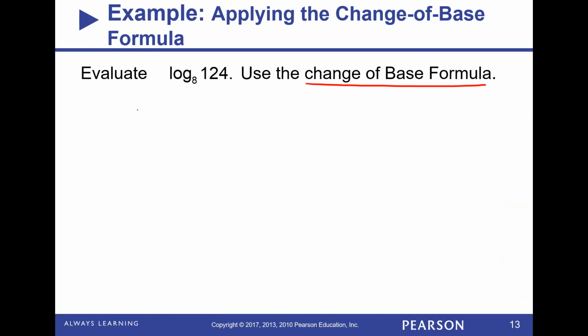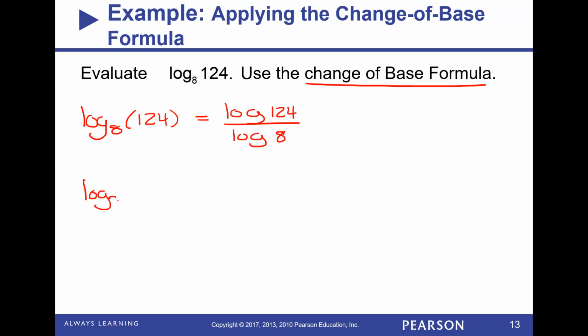So again, right here is where I go, okay, well, I can choose either 10 or E, take your pick. If I choose 10, that's going to be the log over log. And again, it's log of the inside over log of the base. The base is always on the bottom. In general, if I chose E, that would have been the natural log over natural log. And again, it's always of the inside over the base.